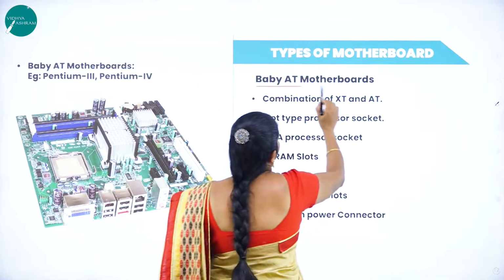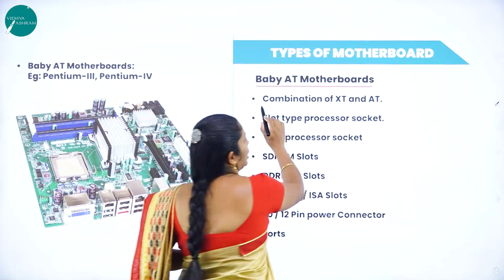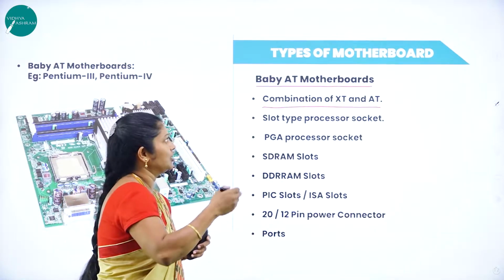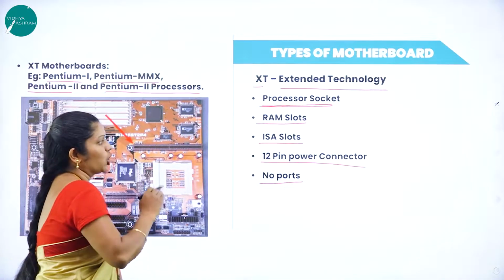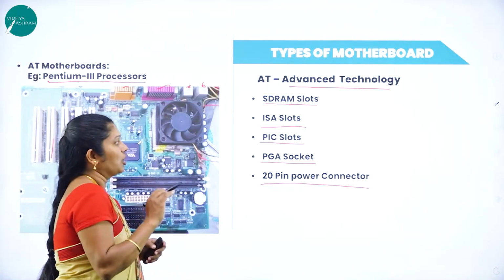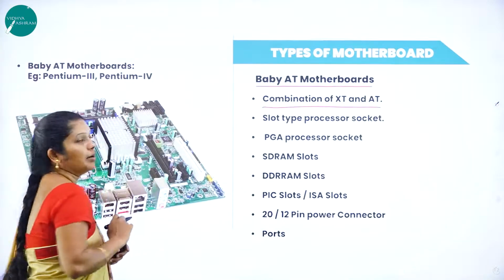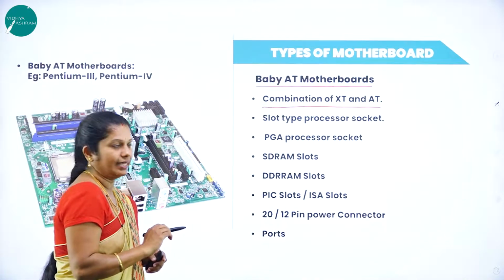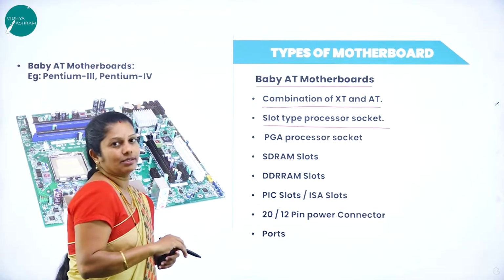The next one, the Baby AT motherboard. This is the third type. It is a combination of XT as well as AT motherboard. It contains both the features, like whatever features we have in XT, that is RAM slot, ISA slot, 12-pin power connector, everything, as well as SD RAM, ISA slot, PCI slot, PGA socket, everything is there in the Baby AT motherboard. Here it is a combination of XT as well as AT motherboard, whereas it contains slot type processor sockets.